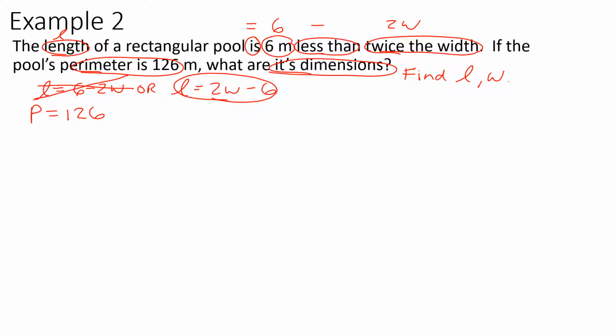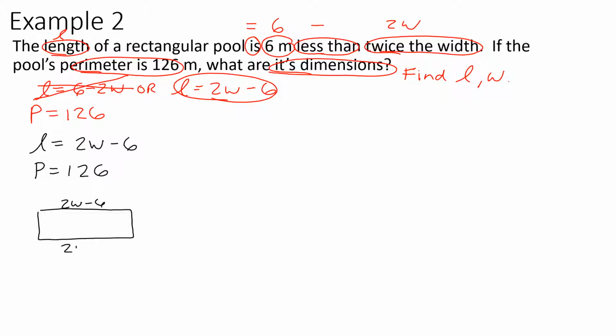All right, so let's write down what we know. We know that the length L is 2w minus 6. We know that the pool's perimeter is 126, and this is all in meters. Now, I know something about a rectangle. One side of a rectangle, this one at least, is going to be 2w minus 6, the other one is 2w minus 6, and then one width is w and the other width is w.